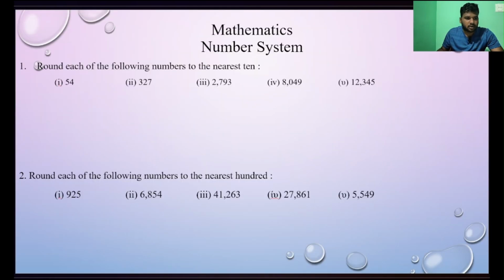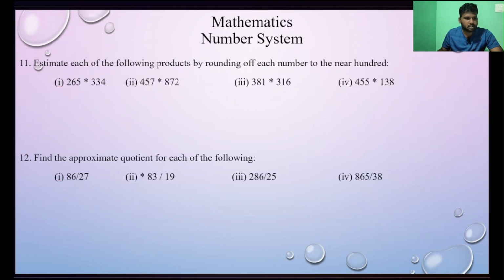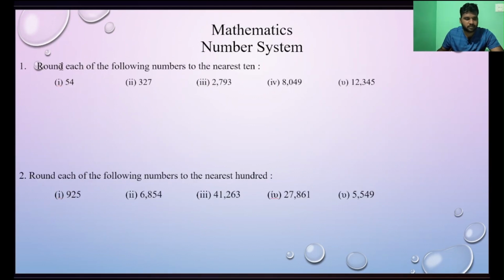So now going to the topic. In this we have nearly 12 questions we can complete very easily. Now in the first question, we have: round each of the following numbers to the nearest 10. Means what? We should convert these numbers into the nearest 10. We all know this is the ones digit, and in every number this is the ones digit. This is not the option.